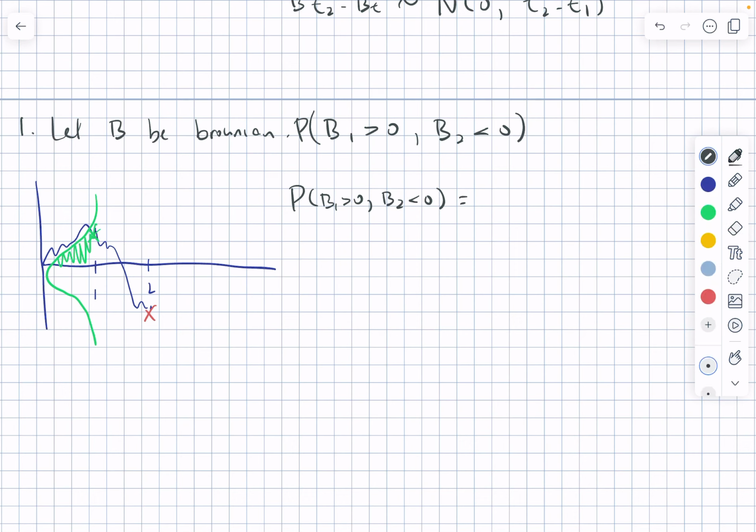So let's just write that out. B1 is greater than 0. So what else do we need? We also need the fact that B2 minus B1 is less than 0. First we're talking about the going up trend, calculating that, and then we're going to talk about the going down trend. So what's the probability that B2 minus B1 is less than 0?